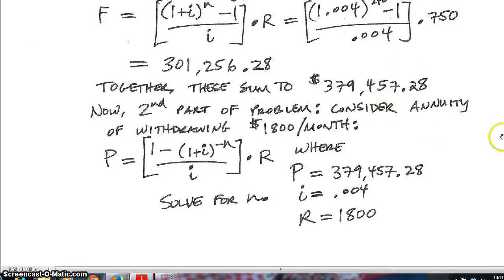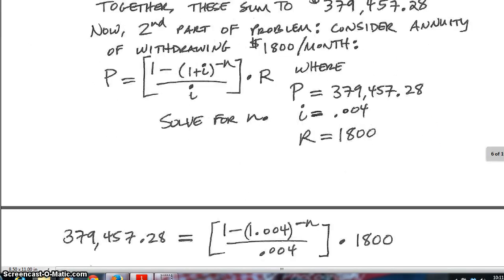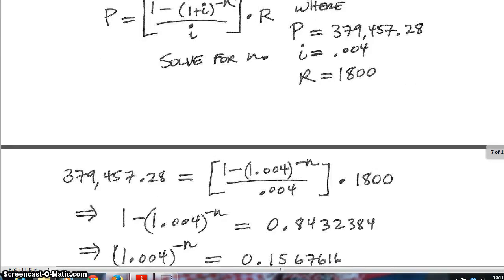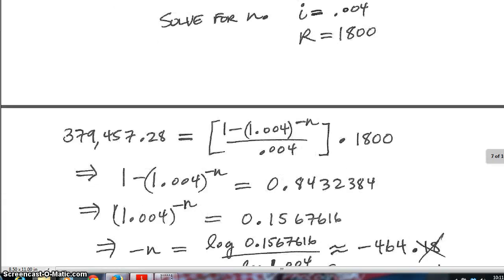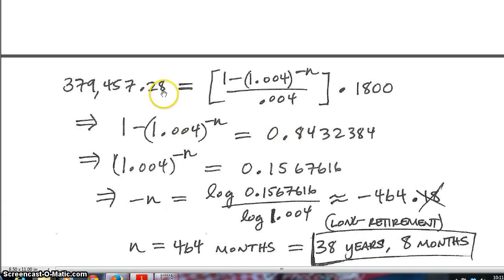So consider the annuity where you're withdrawing 1,800 a month at the end of each month, but now that's the present value, and we're solving for the time n. Okay, and R is 1,800. So this equation reads like this: P equals R times 1 minus 1 plus i to the minus n, over i. We have all the values of the variables we need except n. And this is similar to how we did in class.